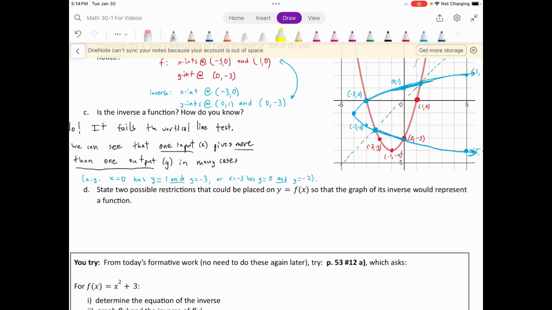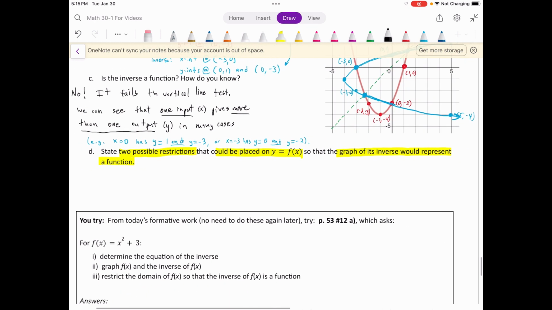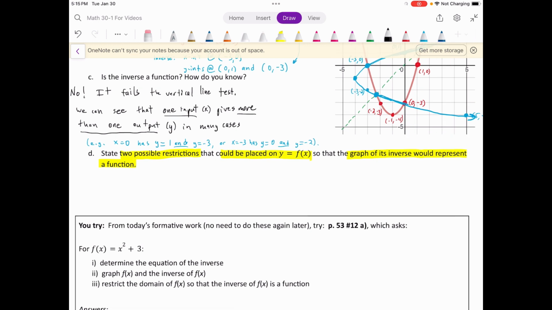State two possible restrictions that could be placed on y equals f of x's domain so that the graph of its inverse would represent a function, okay? So again, just to think about that, what would we need y equals f of x to do so that its inverse would be a function?